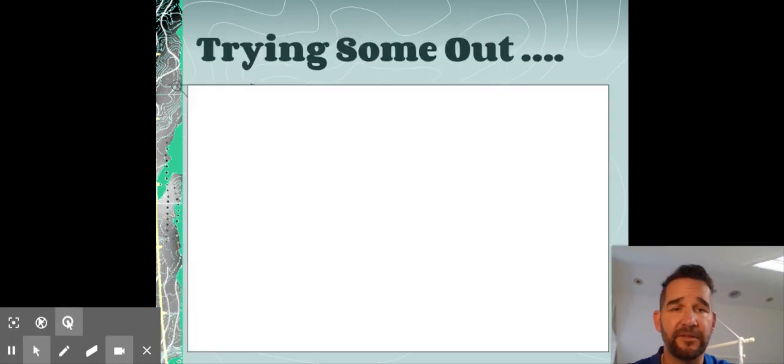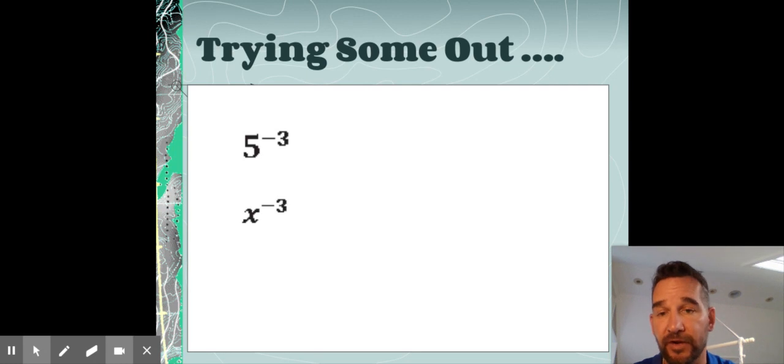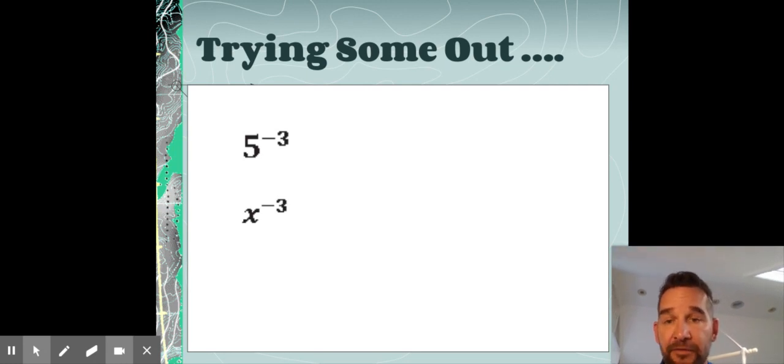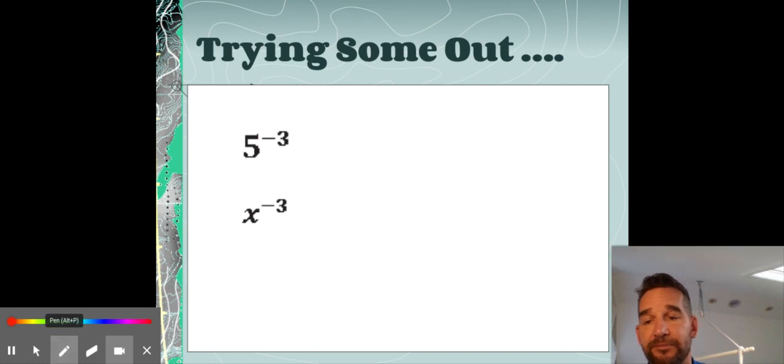Okay, as we've done in the past, let's take a look at a couple of examples and give us a chance to practice our law. Okay, here comes the first one. Well, the first two, I guess. 5 to the negative 3. How can I rewrite that as an expression with only positive exponents? In other words, how can I simplify that thing?